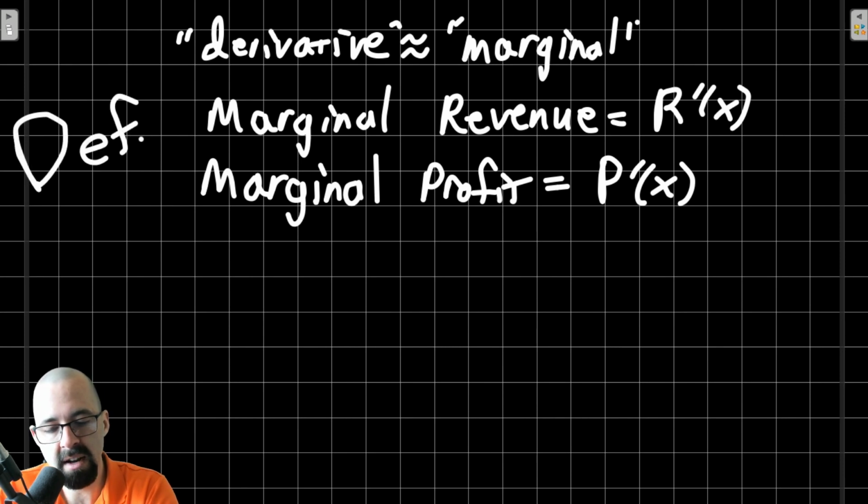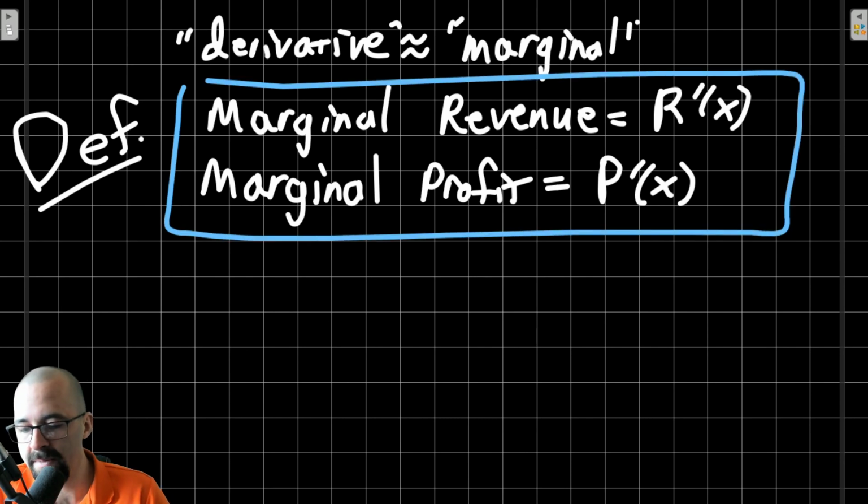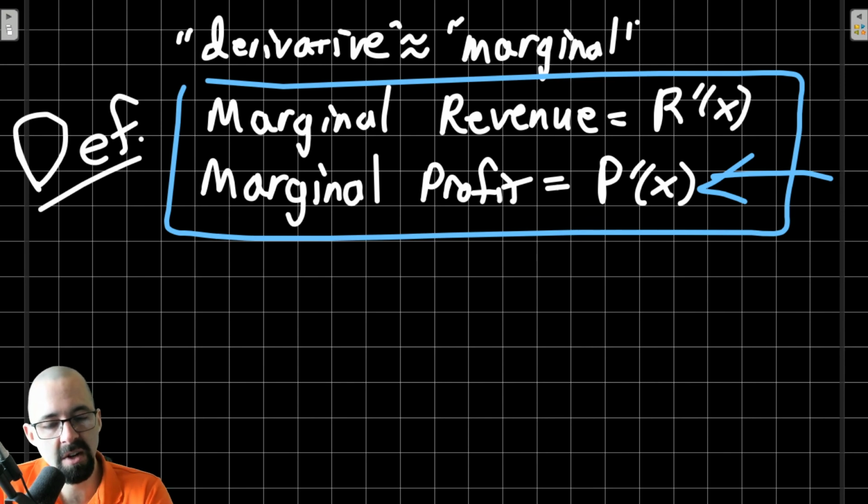You can have this as a definition. Watch out for that in the homework. There are some problems that deal with these terms as well. Marginal revenue would be how much extra revenue we get for producing one more unit at our production level. Marginal profit would be how much more profit we get by producing one more unit at our current production level.